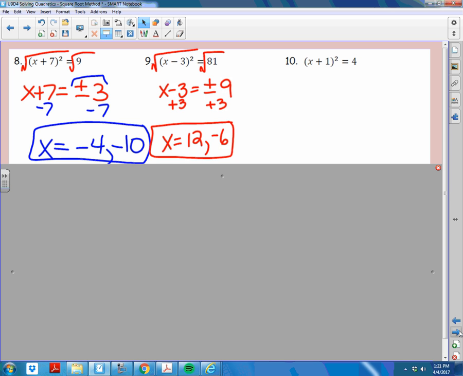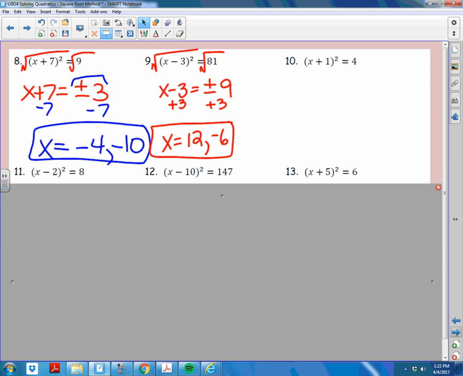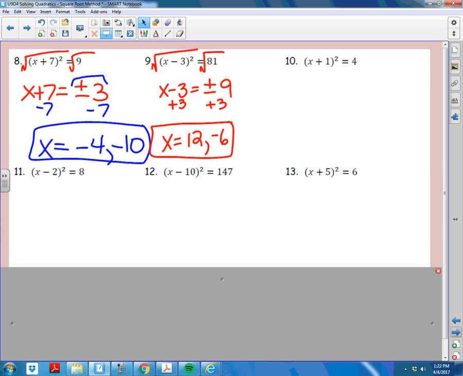Any questions on that? You should have gotten 12 and negative 6. You take the square root of both sides. It gives you x minus 3 equals positive or negative 9. So then when you add 3 to both sides to get the x by itself, you have to do positive 9 plus 3 and negative 9 plus 3. Got it? Yes, that's no bueno. It's no good. Okay.